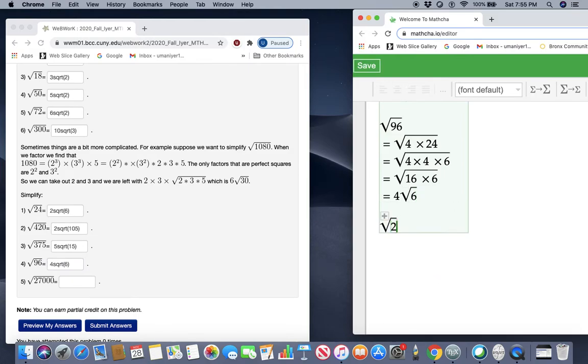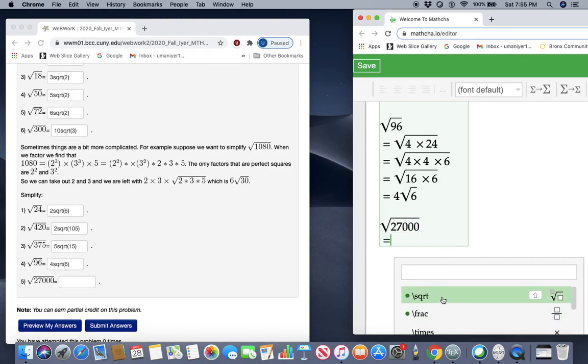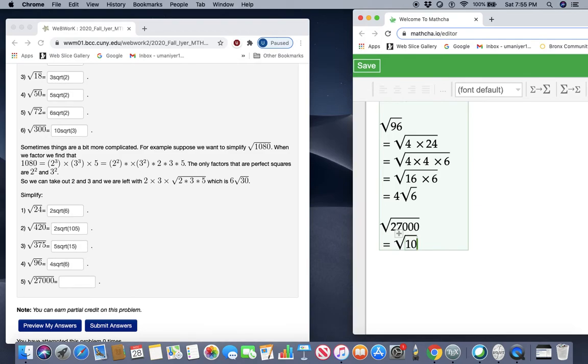Lastly, 27,000. Square root 27,000. That is equals, well, square root. Let me take care of the 100 first. 100 times 270. Make sure 2 zeros there, 1 zero here. Together gives me 3 zeros there. So that is square root 100 times, what about 9? 9 times 30, you see. 9 times 30 is 270.